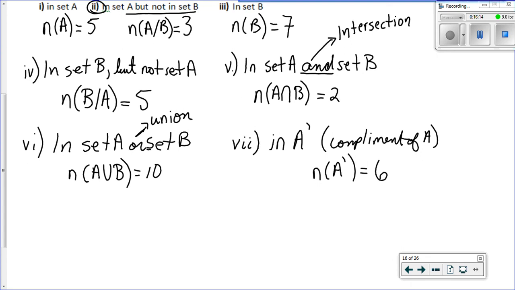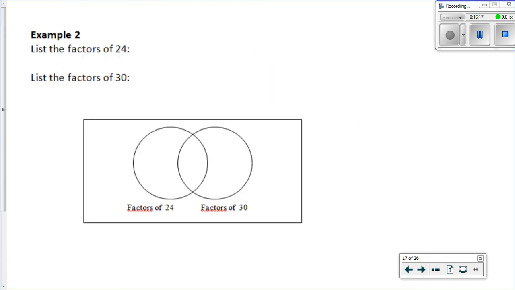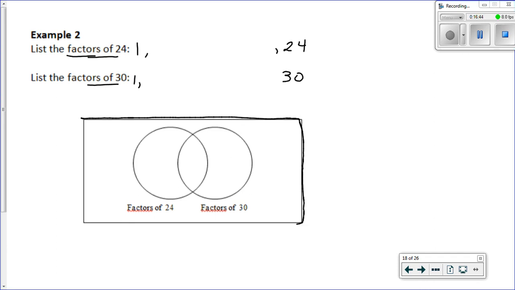Okay, let's move on. There's the questions. List the factors of 24 and the factors of 30. So these I like to list in pairs. So 1 times 24, and so on, and down here 1 times 30. So this might be a good point to pause the video and you finish this list here and here, and then put your items into this Venn diagram down here.